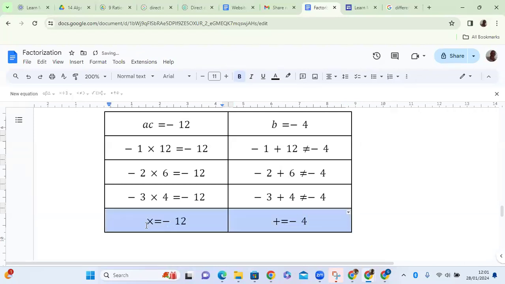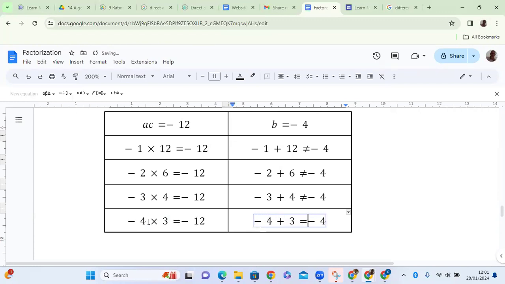So let us move on now. Negative 4 times 3 is negative 12. So let us add negative 4 and 3. Will that give us negative 4? No. So we still have to move on.